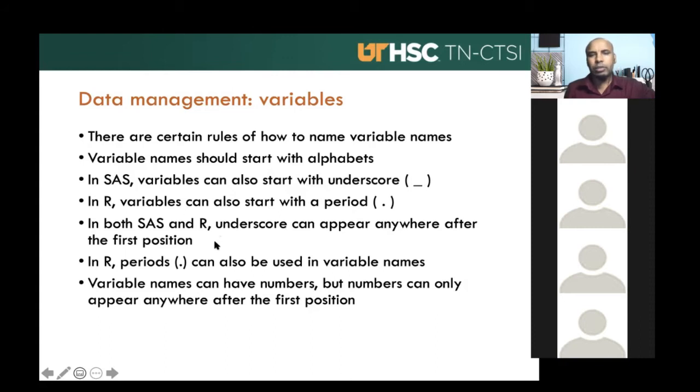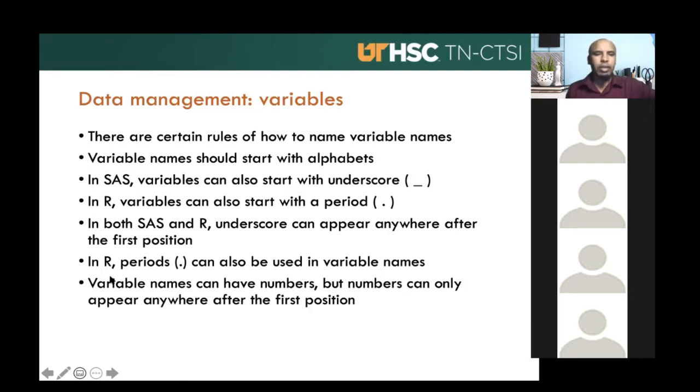I don't think it's a good habit to start variable names with an underscore or period unless there is some requirement for that. It's always better to start variable names with alphabets. And in R, periods can also be used in variable names. Variable names can have numbers, but the number should appear anywhere after the first position. Numbers cannot appear at the beginning of a variable name.